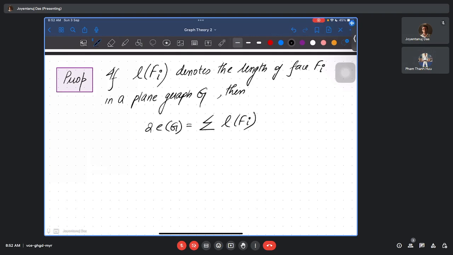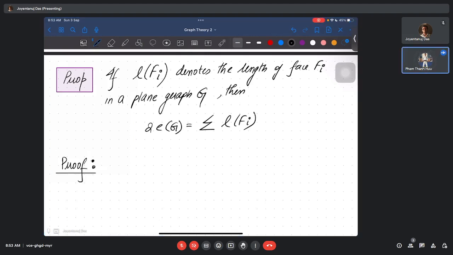Okay. So this is similar to the degree sequence relation, the relation between the number of edges and the summation of the degrees, right? So let us see the proof. The statement is fine, right? Yeah, right.